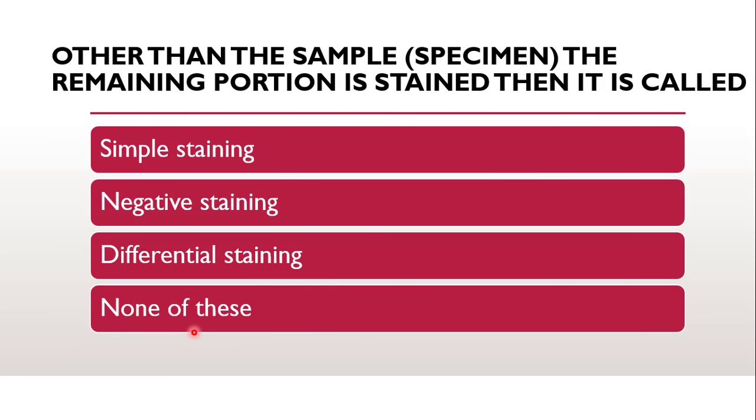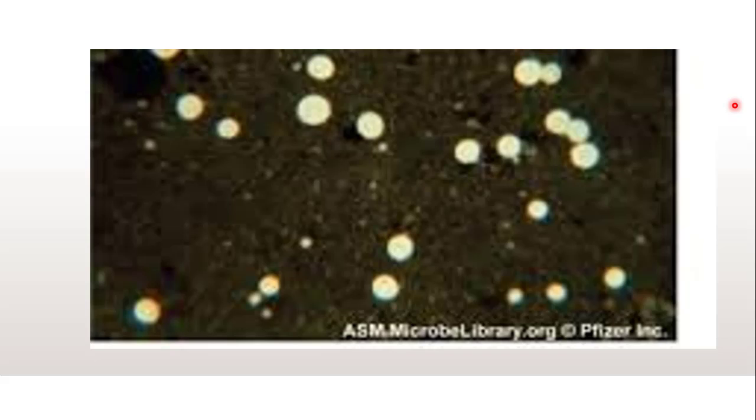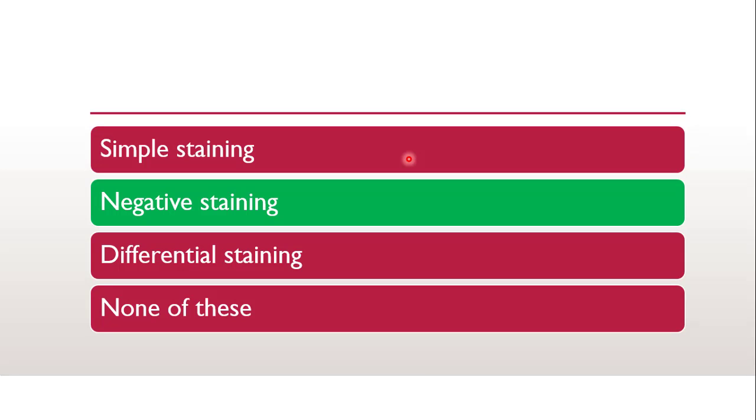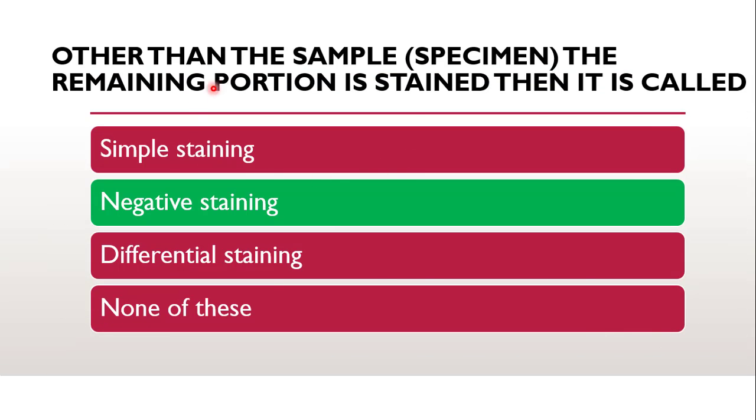Then next question is, other than the sample specimen, the remaining portion is stained, then it is called, means the background will be stained and the actual microorganism will remain colorless. In such kind of staining, as you can see here, the background is colored and the organism of interest is colorless. So the answer to the question is, it is negative staining. That means other than the specimen, the remaining portion is stained, then it is called negative stain.